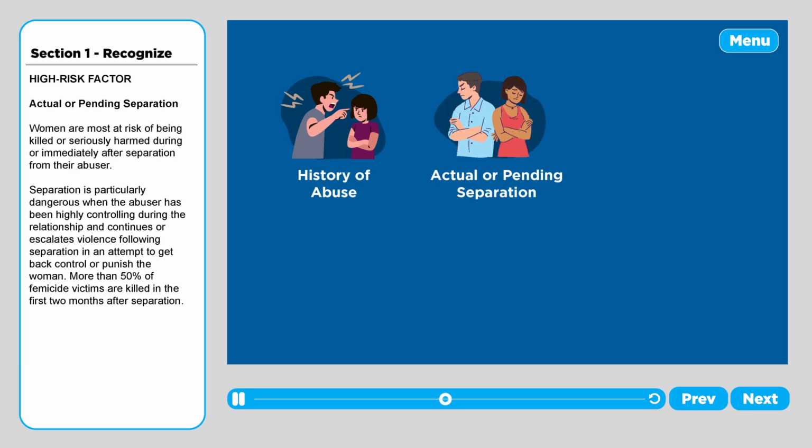Actual or pending separation. Women are most at risk of being killed or seriously harmed during or immediately after separation from their abuser. Separation is particularly dangerous when the abuser has been highly controlling during the relationship and continues or escalates violence following separation in an attempt to get back control or punish the woman. More than 50% of femicide victims are killed in the first 2 months after separation.